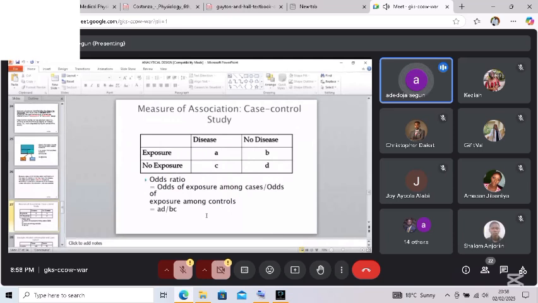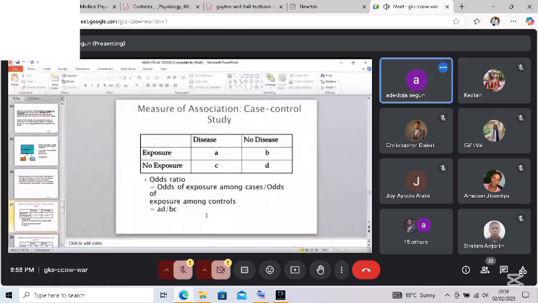Measure of association. In case control, we cannot do relative risk. We cannot do attributable risk. So it means that we can't even find incidence rates and the likes. But we can also do some level of calculation. We can calculate the odds ratio of exposure.